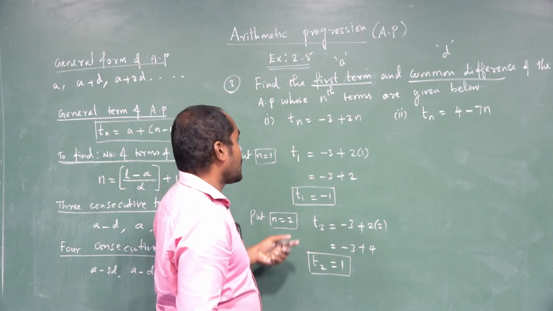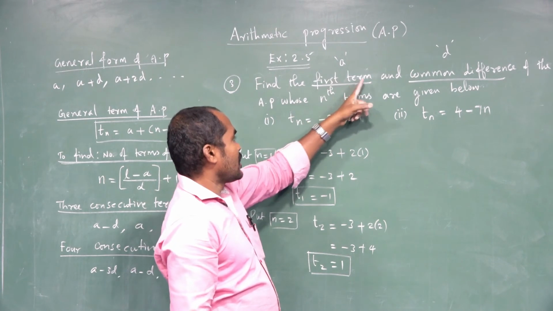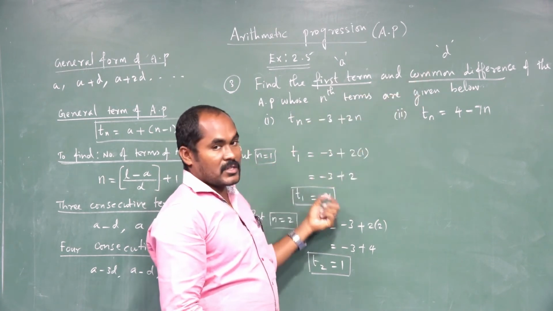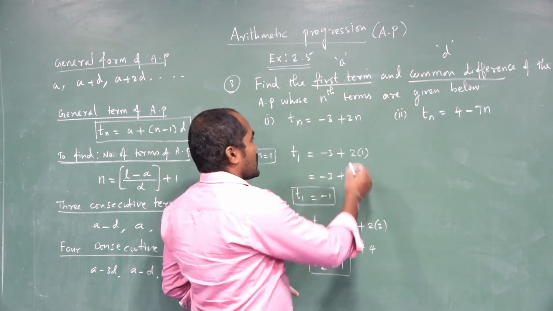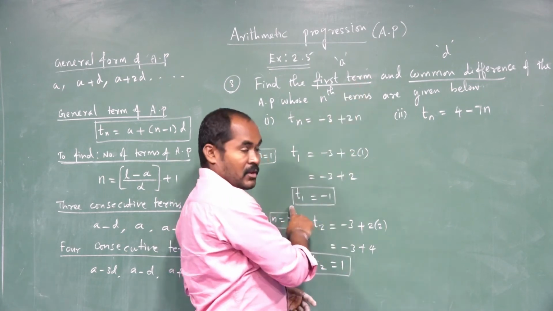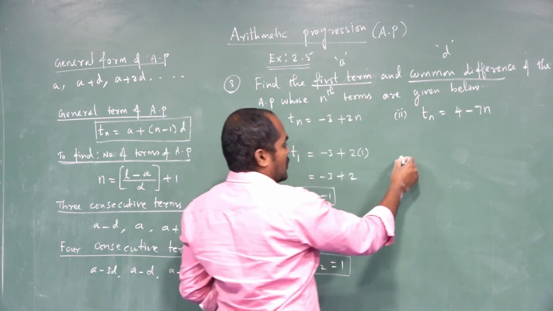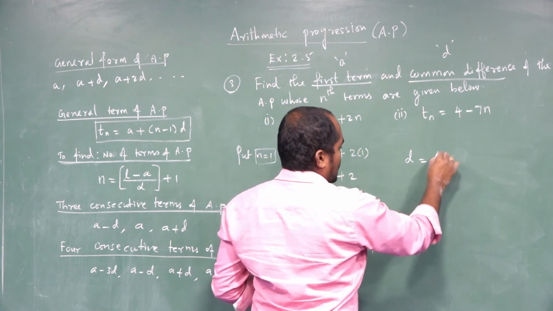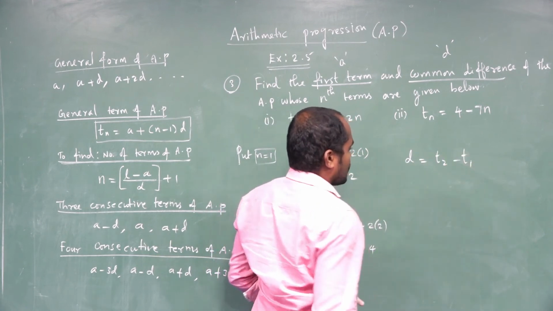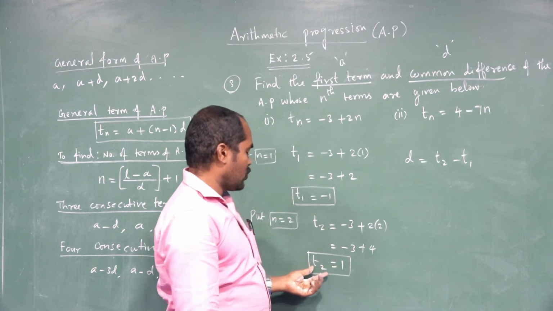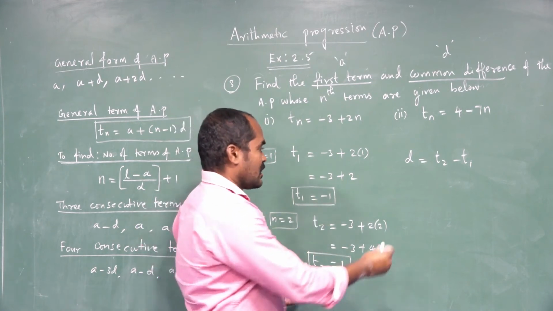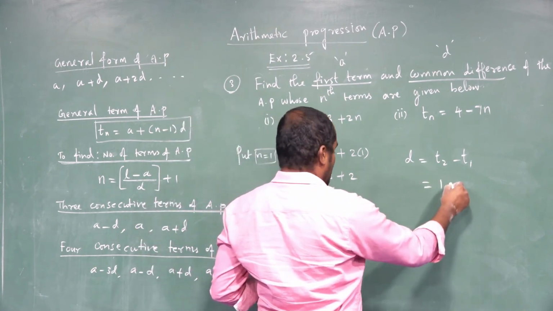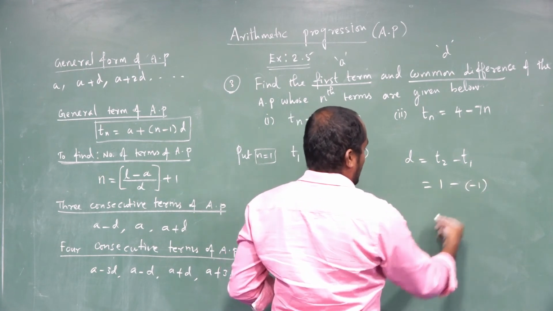So what's our question here? Find the first term and the common difference. You know first term means T1. So the first term is T1, and we know the T1 value is minus 1. To find the common difference, it is T2 minus T1. T2 result minus T1 result. T2 is 1, so 1 minus of minus 1.